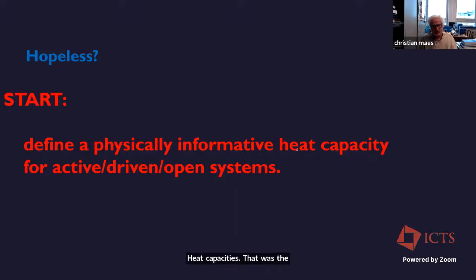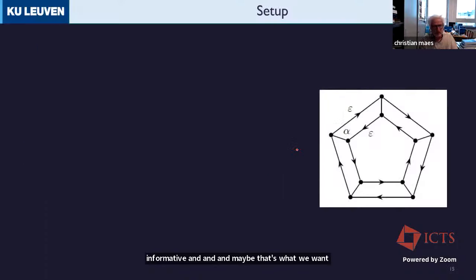Dulong-Petit law did not work there. And so why not try to understand whether some kind of a thermal aspect, like heat capacity for open systems, which are out of equilibrium, could also be physically informative. And maybe that's what we want to do, just to try.